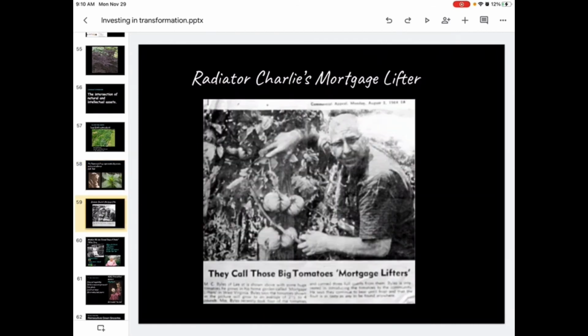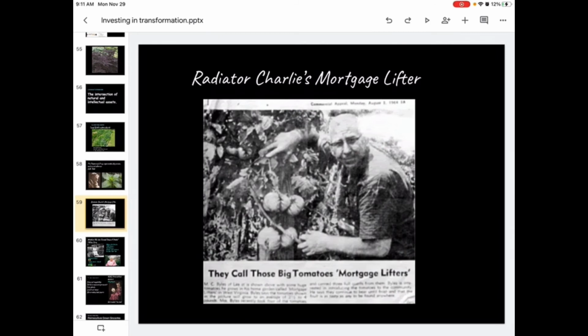Anyway, this is Radiator Charlie, who's famous for the mortgage lifter tomato. Now, he owned a radiator shop and was able to pay off his mortgage in 3 years thanks to this tomato. He started out with no education or background in plant propagation or plant breeding at all, but he just bred together the 4 largest tomatoes he could, selected out the best ones, bred those out until he created this mortgage lifter tomato, a huge tomato, the biggest tomato at the time, and it was also highly flavorful.